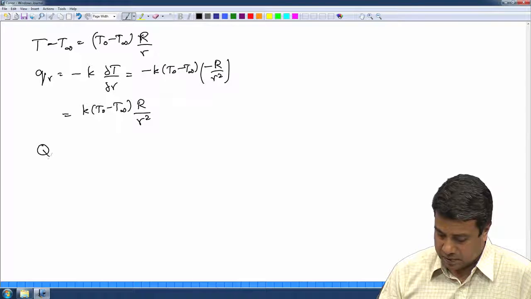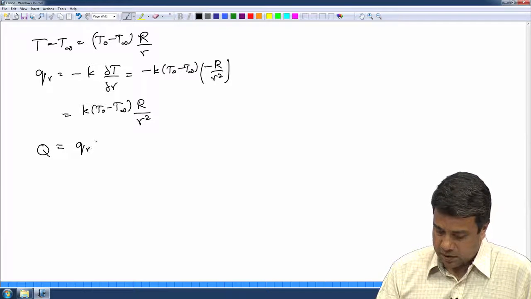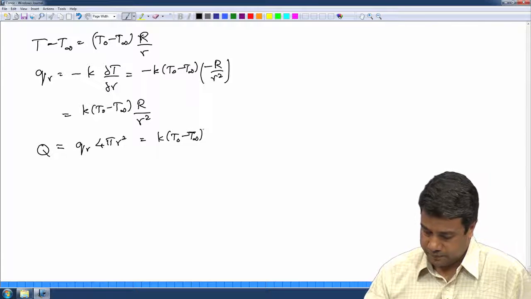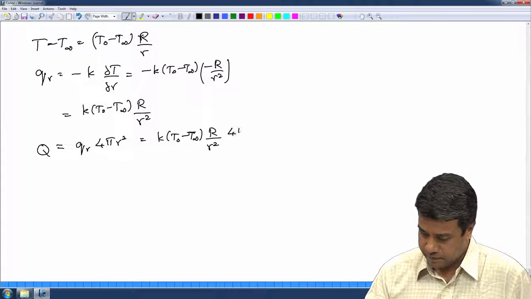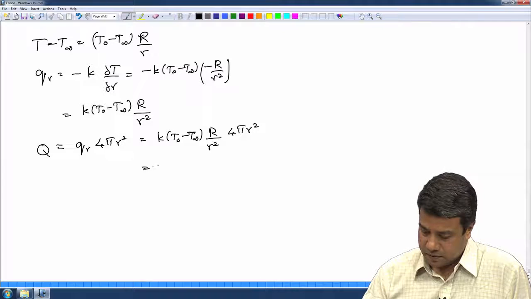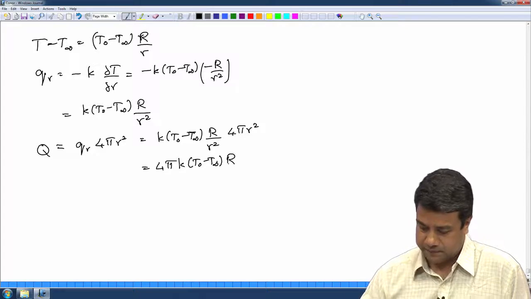The total heat transported per unit time is going to be equal to QR into 4 pi r square, which will be equal to k into dT/dr times r square, which is equal to 4 pi k into T naught minus T infinity into r.